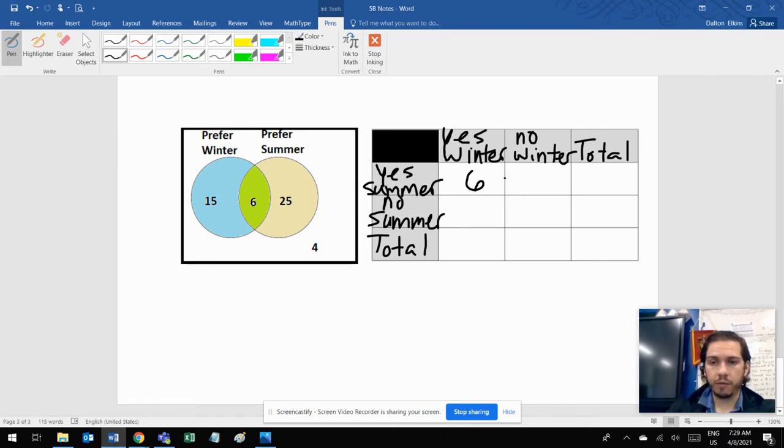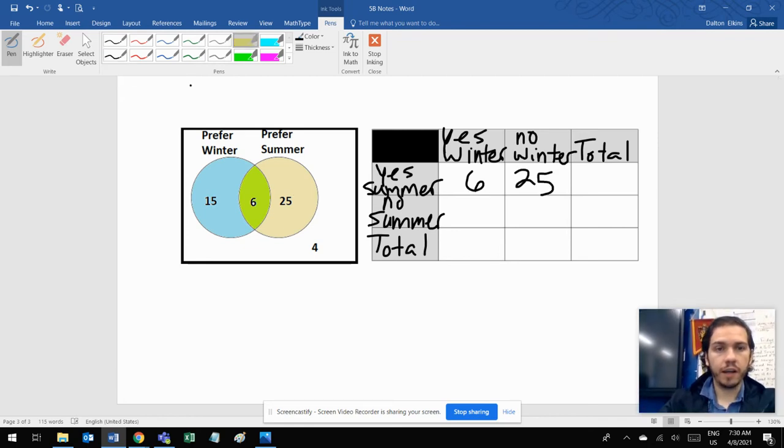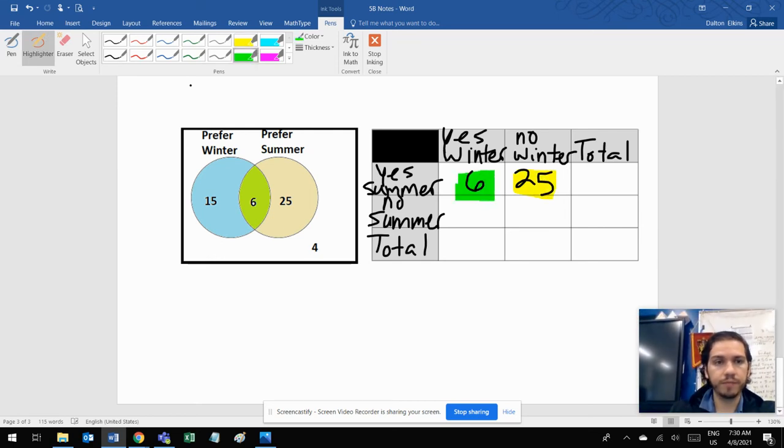Let's look at now this box right here. This box is people who yes like summer, but no don't like winter. So if people like summer but don't like winter, they're going to be in this yellow part of the circle here, this part that is just prefer summer. So there are 25 total people here. You know what? I could kind of highlight everything too, so maybe you can see where everything is coming from.